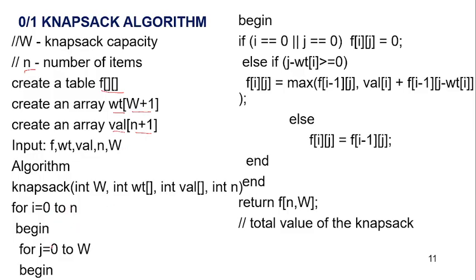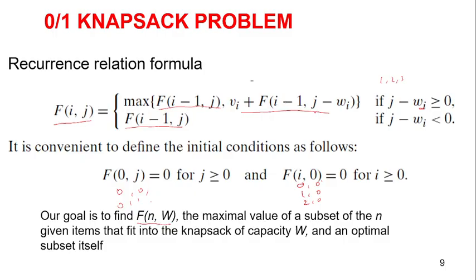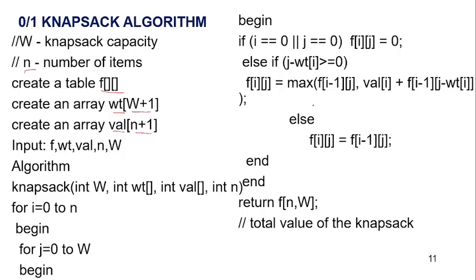For i equal to 0 to N and for j equal to 0 to W: if i is equal to 0 or j is equal to 0, f of i comma j is equal to 0. Else, based on the recurrence relation, the algorithm computes f of i comma j, and so on. And return f of n comma w. This is the last value we are going to find in the table, the last value, in the nth row and last column.